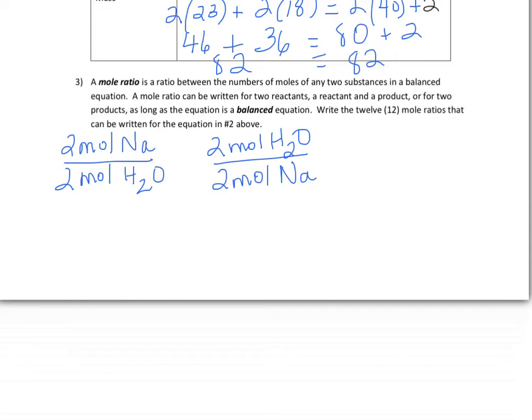Because if you don't include the coefficients from your balanced equation, your problem's not going to be right. So leave those coefficients in there, and you should have fewer errors that way. All right, see if you can write some more of the mole ratios, and we will go over those in class.